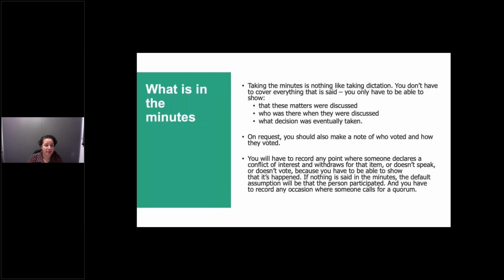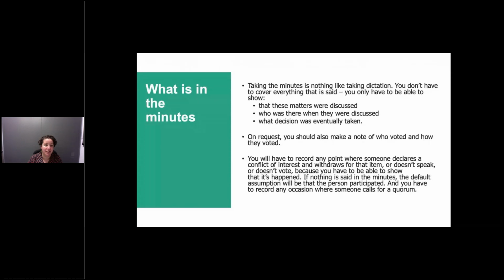So we've talked a bit about what is in the minutes, but taking the minutes is not like dictation. You're not taking down every word that every single person in the meeting said, but you are having a bit of an overview. You want to know what matters were discussed. You want to know who was there, so you're taking attendance and apologies if there are any. And of course, mainly you want to know what the decisions were in the end, so that everyone's clear about what's been decided.